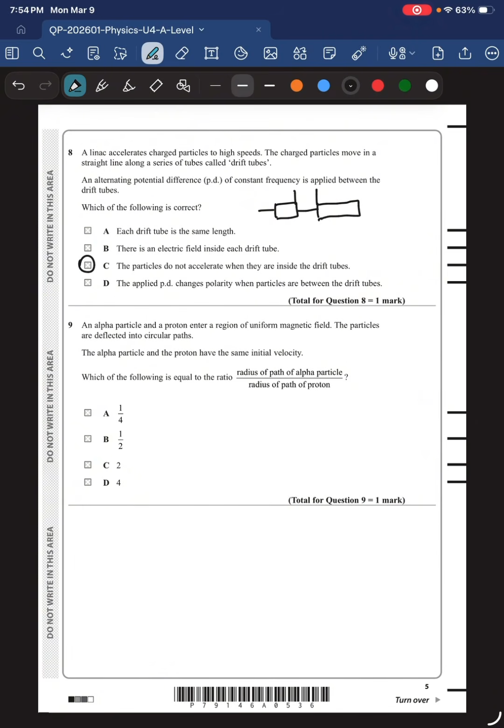Question 9. An alpha particle and a proton enter a region of uniform magnetic field. The particles are deflected into circular paths. The alpha particle and the proton have the same initial velocity. Okay, that's the key here. Which of the following is equal to the ratio of the radius of path of the alpha particle over the radius of path of the proton? So for circular motion, we need the total of all forces to be equal to mv squared over the radius, right? And here the force is qvB because it's a magnetic field.